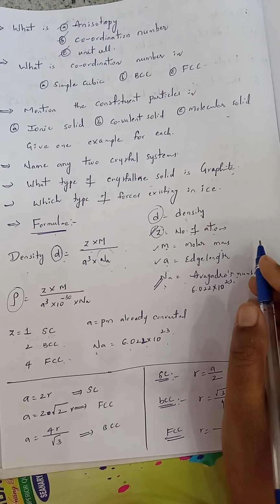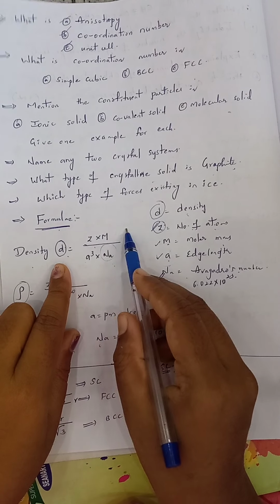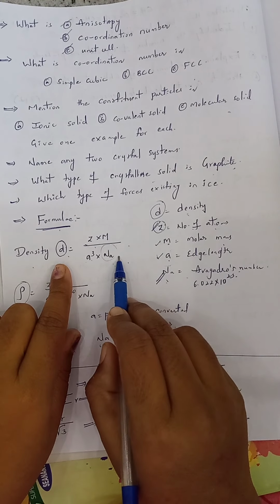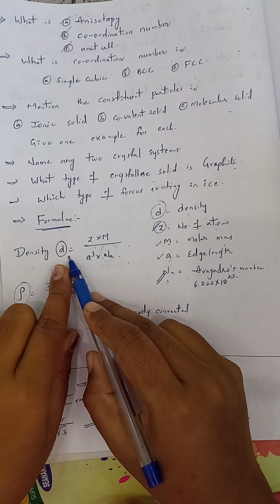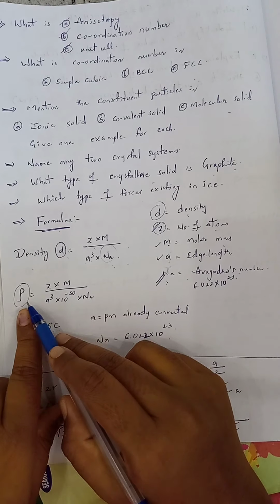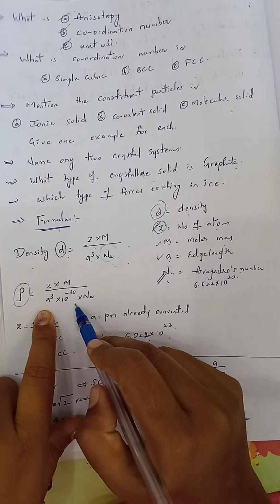The formula to find out density of a unit cell is always D equals to Z into M divided by A cube into Na. Clear? So I already told you that density can also be indicated by one more symbol, that is rho. Rho is equals to Z into M divided by A cube into Na.